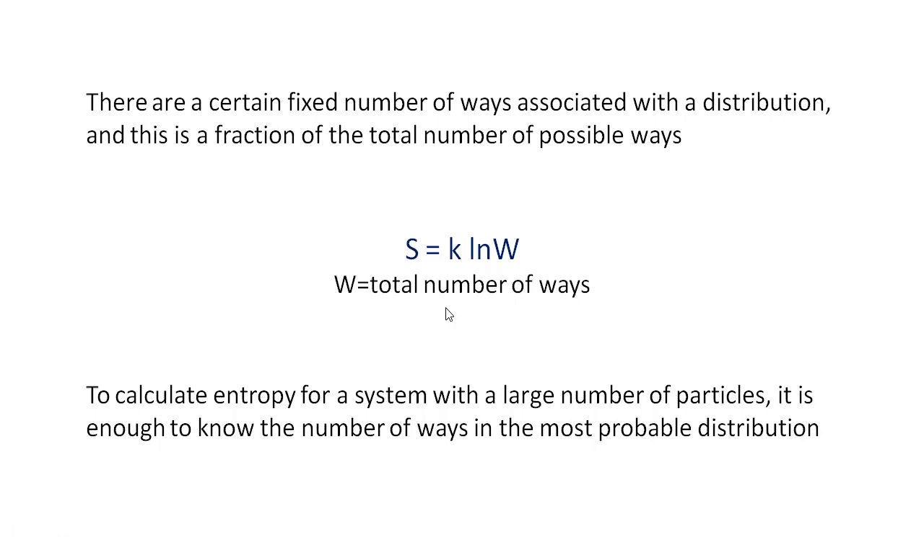Let us start with a small system and build up our story from there. Consider the tossing of 4 coins. How many unique outcomes are possible? What are the various distributions possible, and what are the number of ways in those distributions? What is the probability of the most probable distribution?